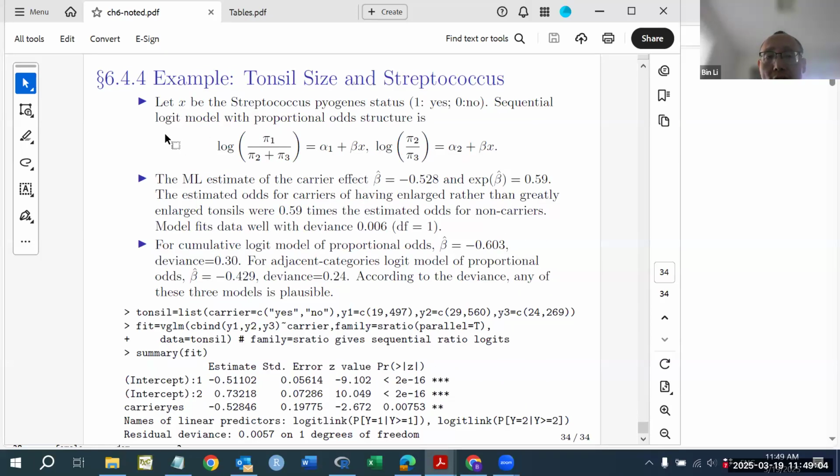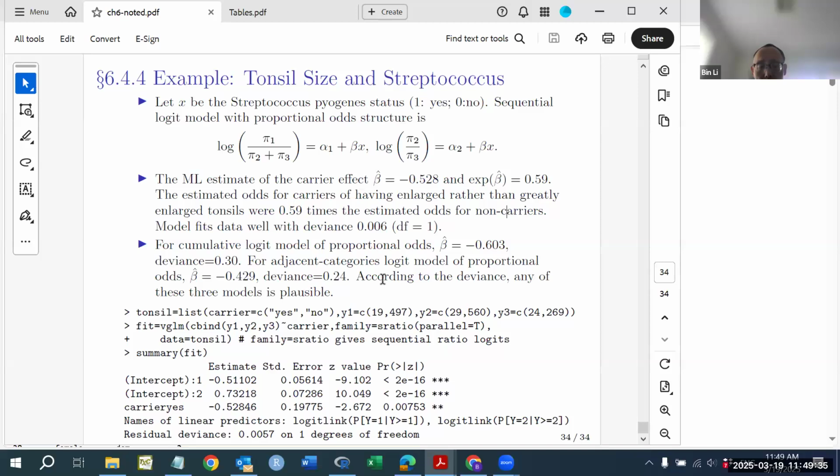So here the first model is this one. The pi 1 is the probability of not enlarged, over enlarged, right? Pi 2 is enlarged, pi 3 is greatly enlarged. But we can say both pi 2 and pi 3 give the probability for enlarged, and this one is enlarged against greatly enlarged. In that way, we have a better interpretation.